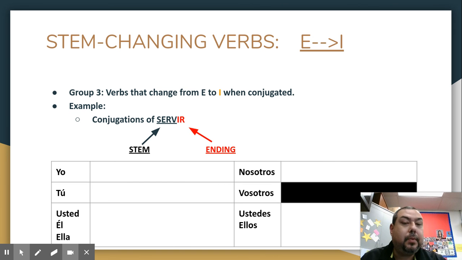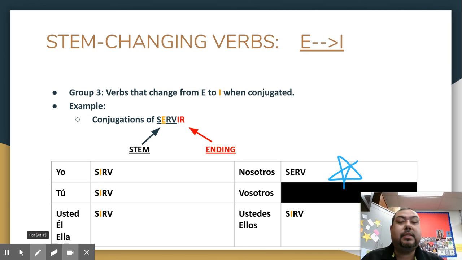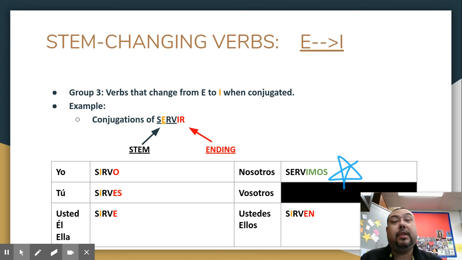Once we start conjugating, once again, start with the pronouns. And like I said, this one is going to change from E to I, as you can see in those changes. One more time, nosotros form does not change, stays exactly the same. And all we need to do now is add the endings that go with the IR verb, and that's it. We have it conjugated.